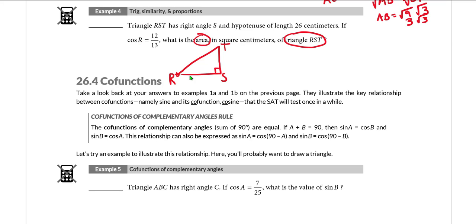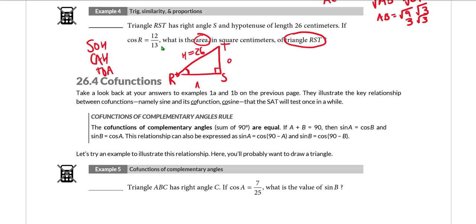They do tell me that cosine of R, that's this angle here, is 12 over 13, which means that the ratio of, actually, let's write SOHCAHTOA, and let's label our sides. This would be opposite, this would be adjacent, this would be hypotenuse. So the ratio of this side down here, RS, the adjacent side, to the hypotenuse must be 12 to 13. They tell us that the hypotenuse is 26. So we do not have a 13, we have a 26. Again, multiple ways you can go from here.